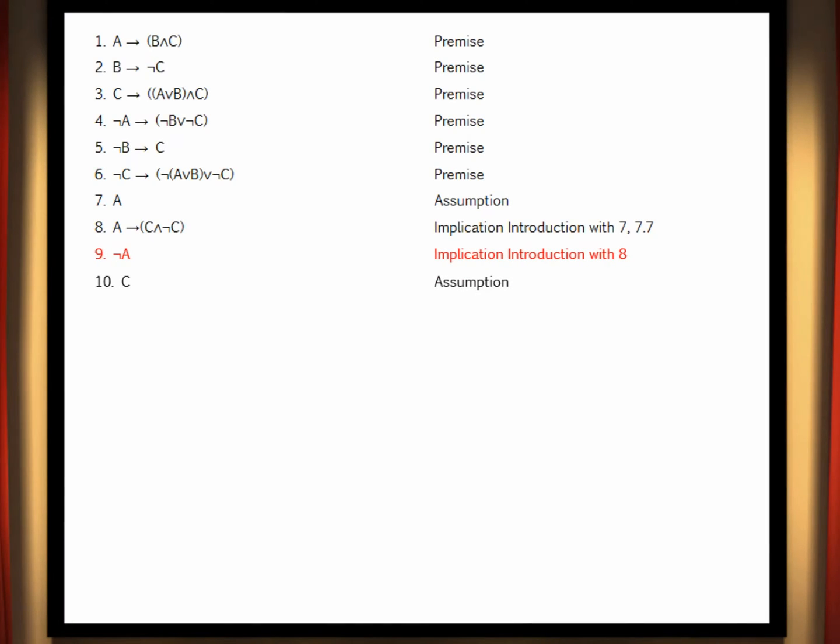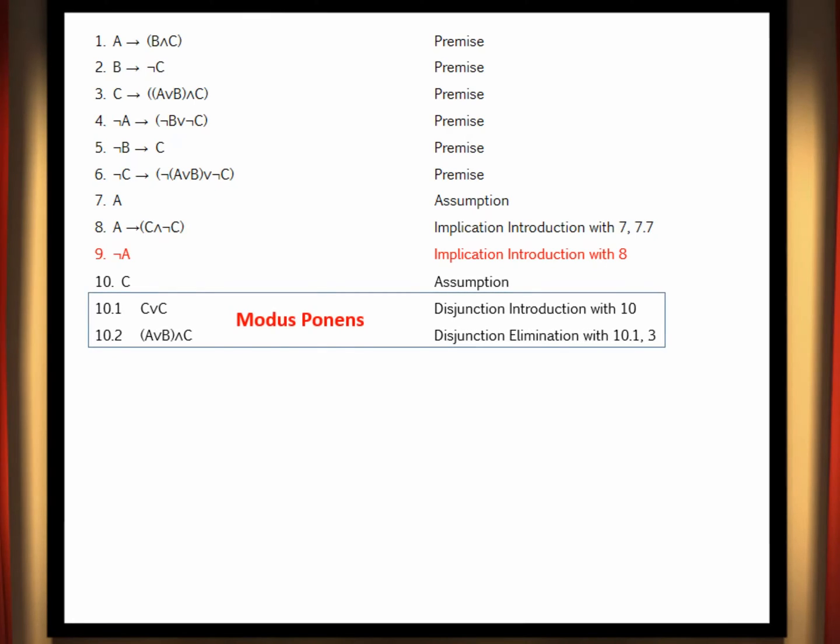10. Assuming C is true, C or C by disjunction introduction with 10. 10.2, A or B and C by disjunction elimination with 10.1 and 3. 10.3, A or B by conjunction elimination with 10.2. 10.4, assuming A is true.